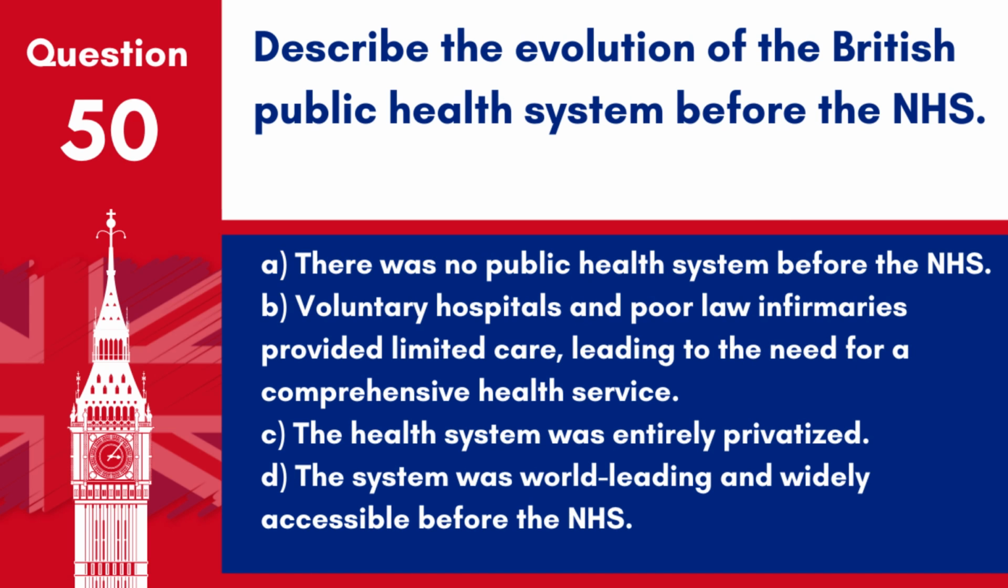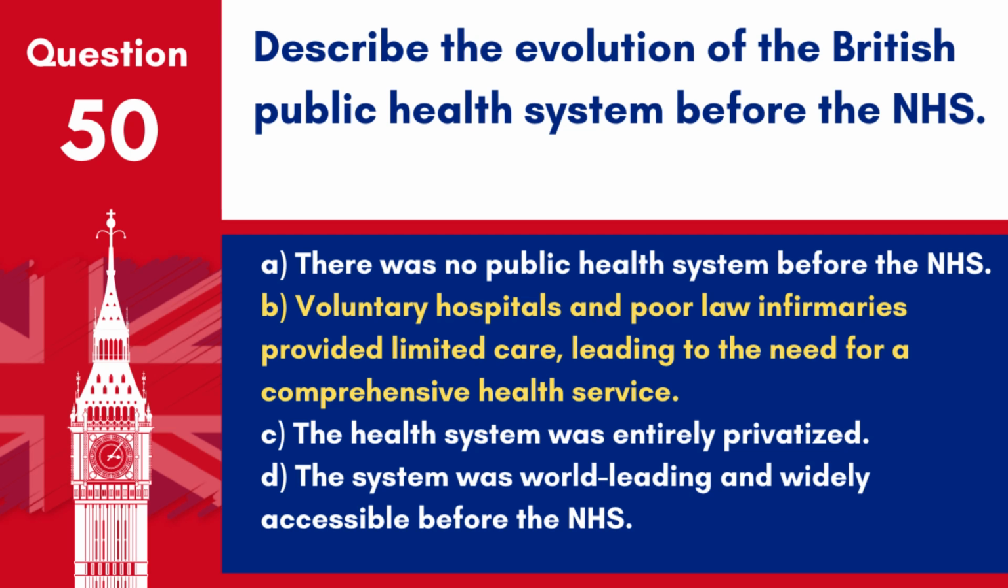Question 50. Describe the evolution of the British public health system before the NHS. A. There was no public health system before the NHS. B. Voluntary hospitals and poor law infirmaries provided limited care, leading to the need for a comprehensive health service. C. The health system was entirely privatized. D. The system was world-leading and widely accessible before the NHS.